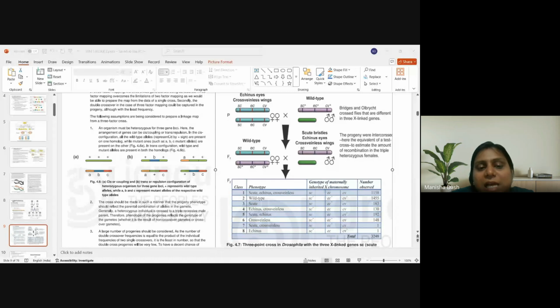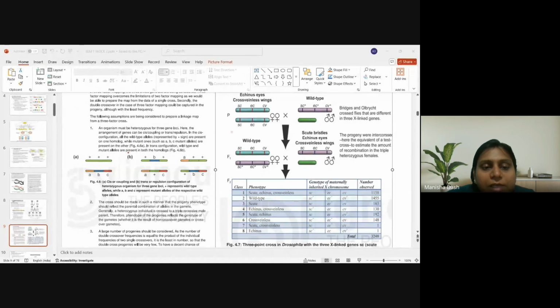Since it is a wild type male, it will have a normal eye, meaning it will not have the echinus eye; it will have a normal red-colored eye. Then it will have normal wings. It will not have cross-veinless wing, it will have normal wing, and it will also have normal bristles, whereas the mutant has skewed bristles. Now, if you look carefully, what kind of gametes can you expect from this?